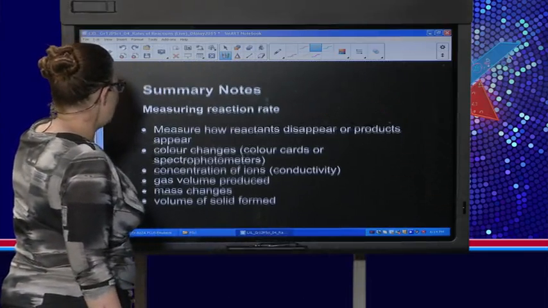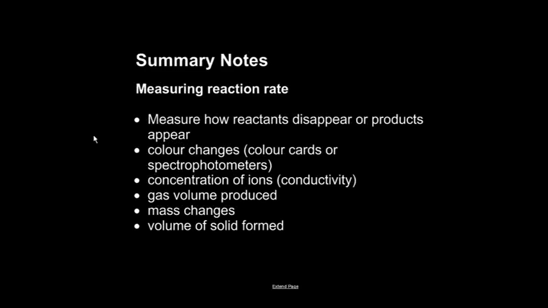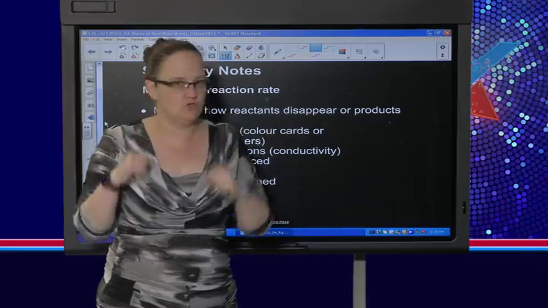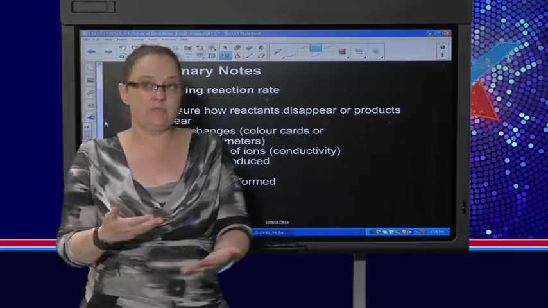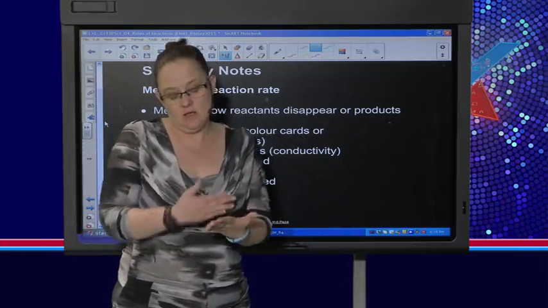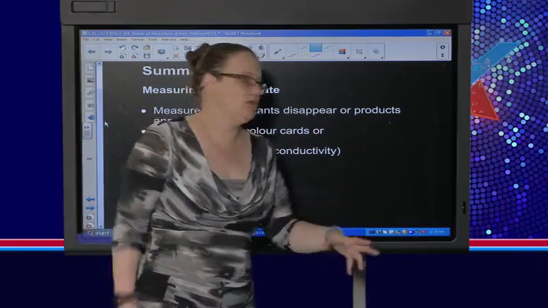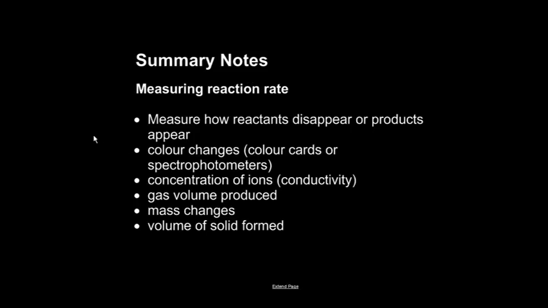And then last thing before we take a break, the things we can do to measure rate, practically. Number one, we can measure how the reactants disappear. So we can actually time how long it takes for the reactants to dissolve, or for products to form. So if it forms a product that's not soluble, then we can see how long it takes for that solid to form.